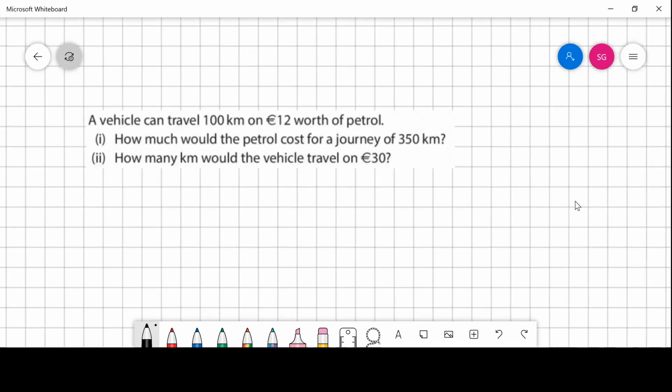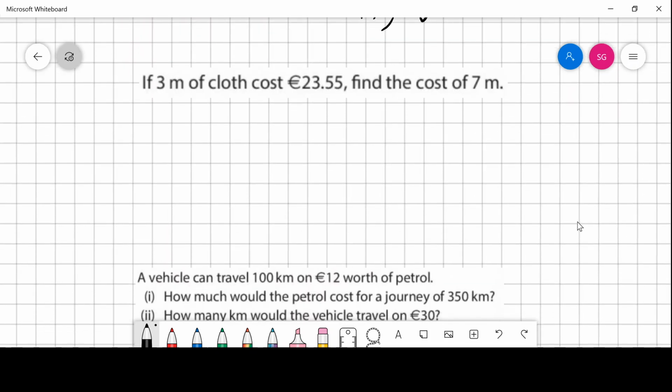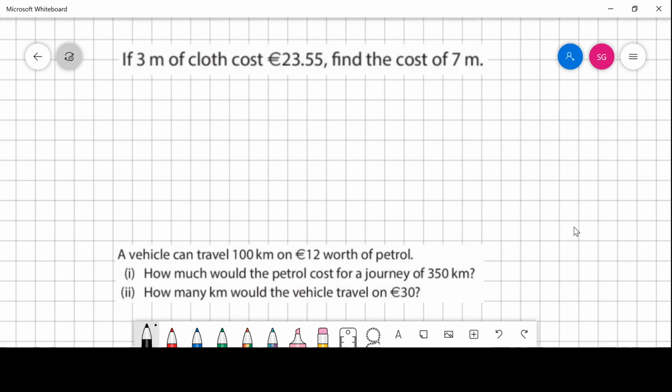I'm going to do, let's say, 2 more examples. If 3 meters of cloth cost 23.55, find the cost of 7 meters. So 3 meters, 23.55. So we have a ratio here where we can do the unitary method. Let's turn this into 1 meter. How much does 1 meter of cloth cost?